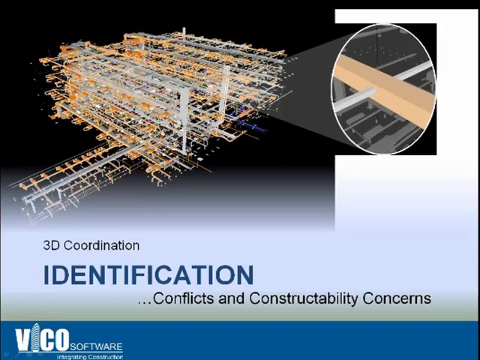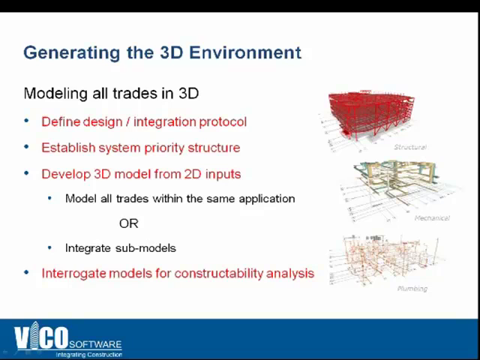So if we look a little more deeply into identification, we obviously want to know when a situation like this occurs where we have a pipe going through a structural member or a duct. Typically, there's really three areas or three types of systems to consider in the modeling effort.